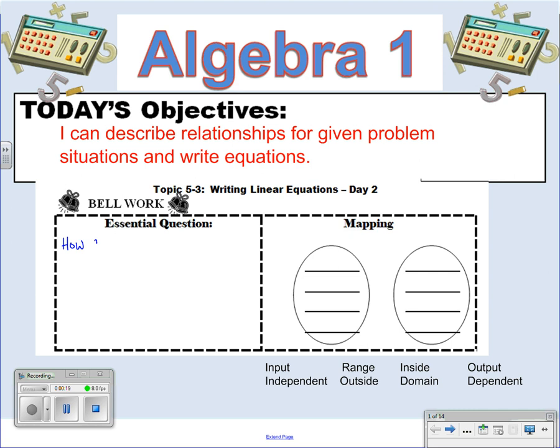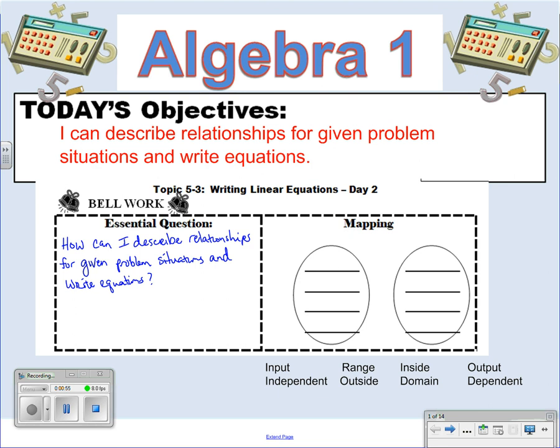by writing how can I describe relationships for given problem situations and write equations. By the end of this lesson, you should be able to answer that question.